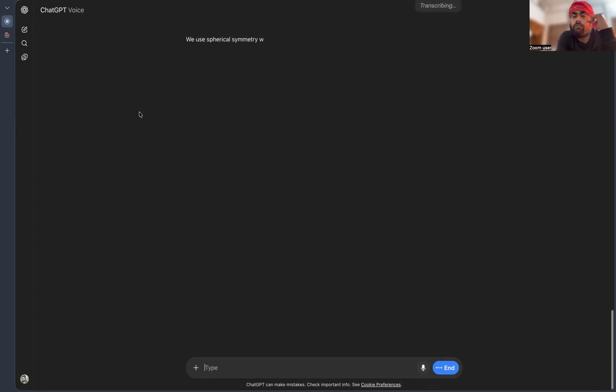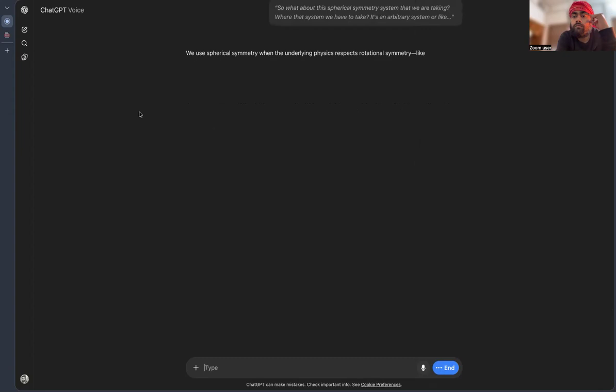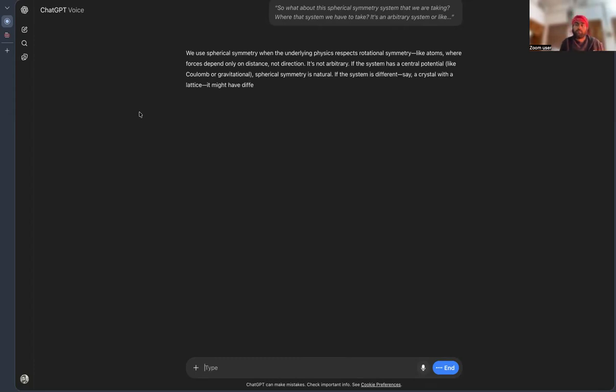We use spherical symmetry when the underlying physics respects rotational symmetry, like atoms where forces depend only on distance, not direction. It's not arbitrary. If the system has a central potential, like Coulomb or gravitational, spherical symmetry is natural. If the system is different, say a crystal with a lattice, it might have different symmetry, like cylindrical or cubic. So the symmetry depends on the physical setup. Spherical symmetry just suits atoms well.